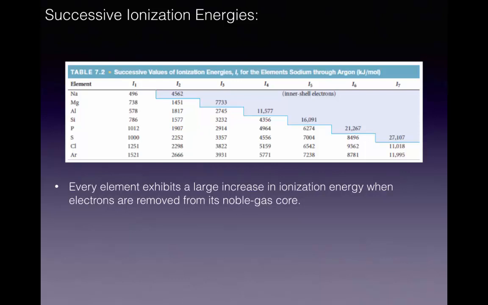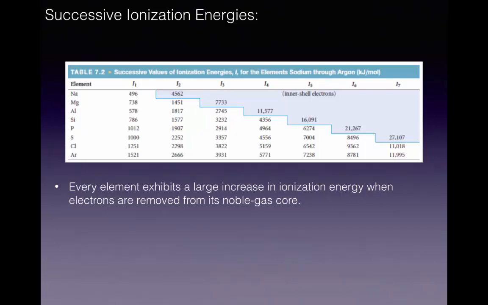So if you think about sodium, to remove that first electron, once that first electron is removed, you now have the electron configuration of neon. If you try and remove that second electron, it's going to require 4,562 kilojoules per mole of energy to remove it because it doesn't want to lose that electron. It has a perfect octet. It has the electron configuration of a noble gas.